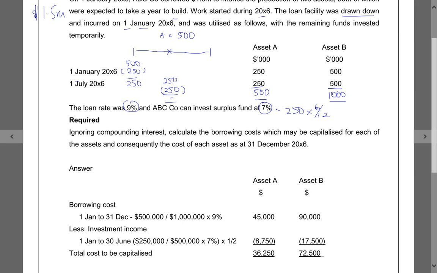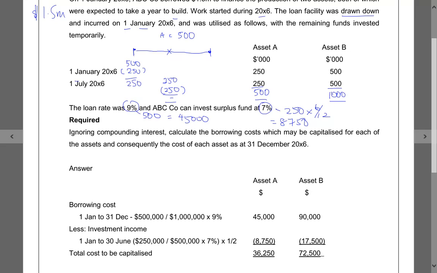Now, the loan is 500,000 from the bank, and the interest starts from when the loan started, which is 1st January. So 1 year will be how much? 500,000, full year. So the interest will be 9% times 500, which is 45. The interest earned is 8750.